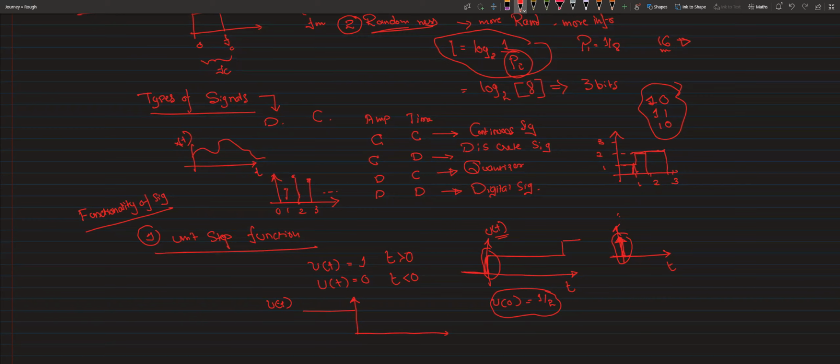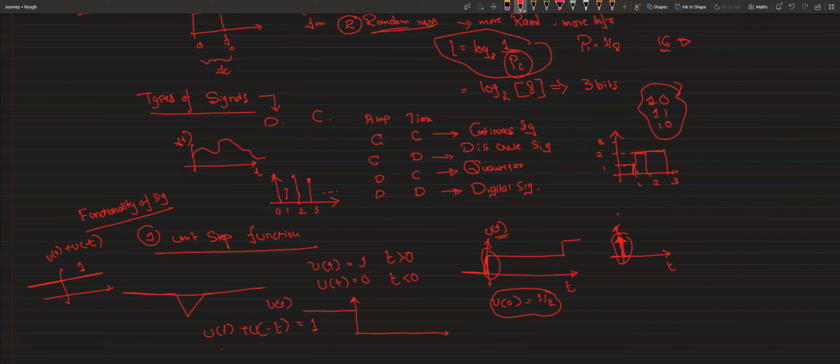And I said mathematically u of 0 is half. That is because if I add these two, if you see, it is a sudden transition at 0. It will look like this. So basically u of t plus u of minus t is equal to 1. If I add u of t and u of minus t, it will be 1 always.